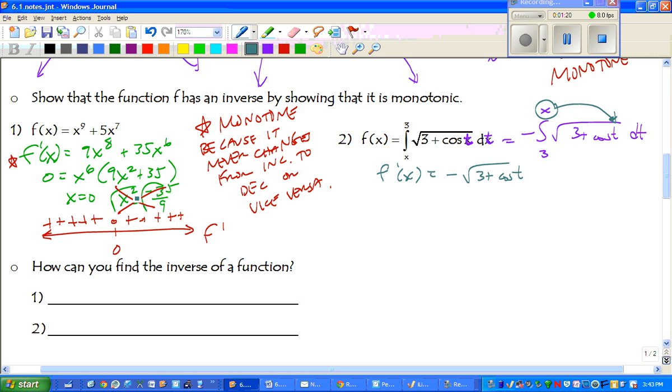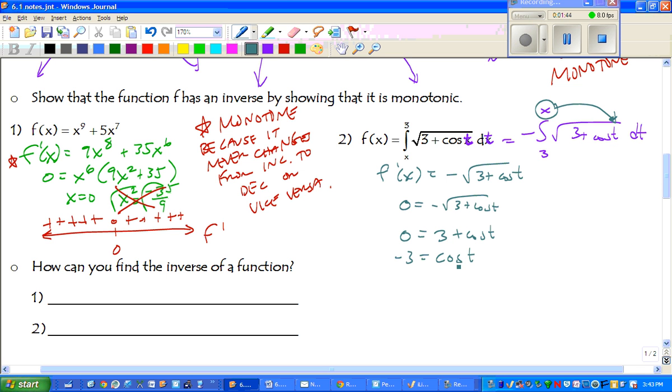And just like before, we need to figure out when that's 0 so that we can figure out if it changes at all. So we want to know when is this equal to 0. We can square both sides. We get 0 equals 3 plus cosine of t. So cosine of t would have to be negative 3. Problem is that can't happen.